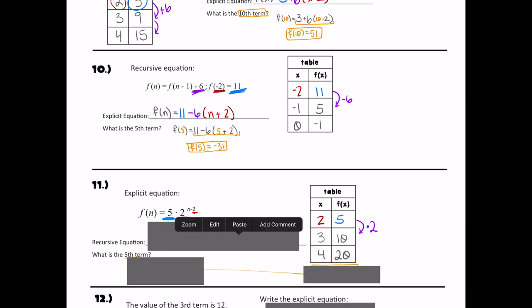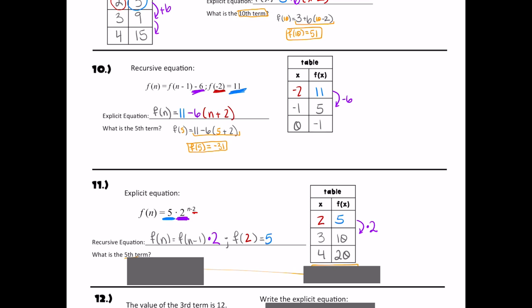So my recursive equation is going to be f of n equals f of n minus 1 times 2, given f of 2 equals 5. Because again, remember, when you write your recursive, your start time doesn't change. Start time, which is the stuff I've been writing in red, only changes when you write it in the explicit.